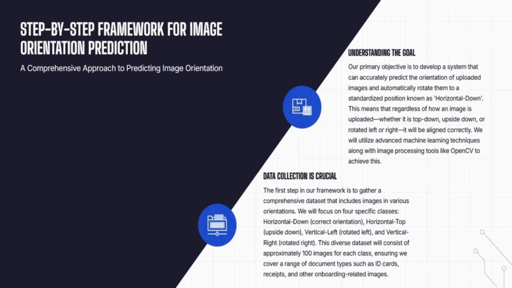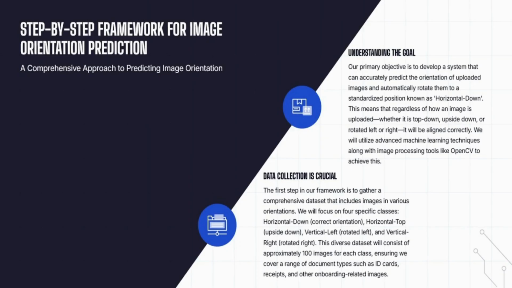For example, regardless of how the image is uploaded, top down, left or right, it'll end up properly aligned, and we'll make this happen using a combination of machine learning and image processing tools like OpenCV. First of all, we need to collect the data set. We need diverse data with images in different orientations: horizontal down, or the images in correct orientation; horizontal top, or upside down; vertical left, or rotated left; and vertical right, or rotated right.